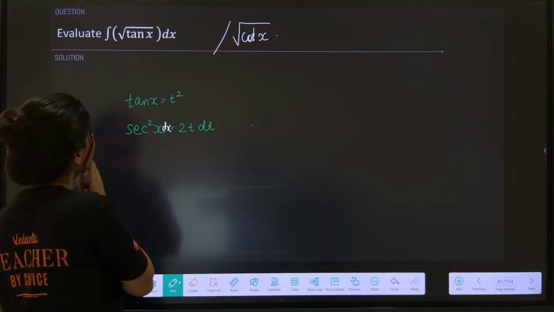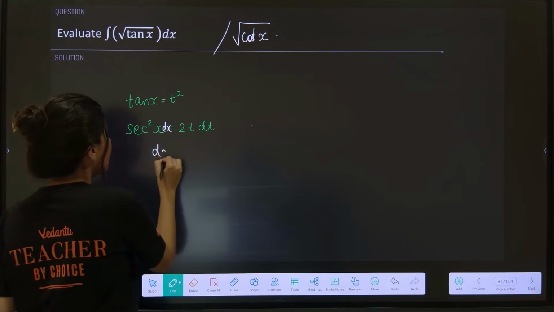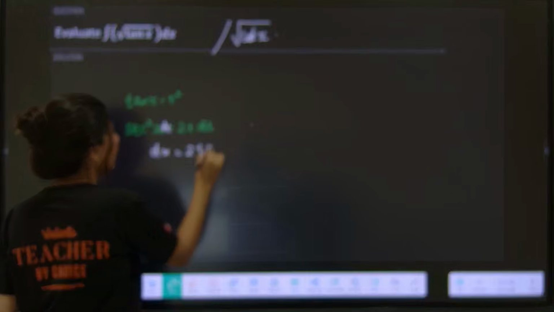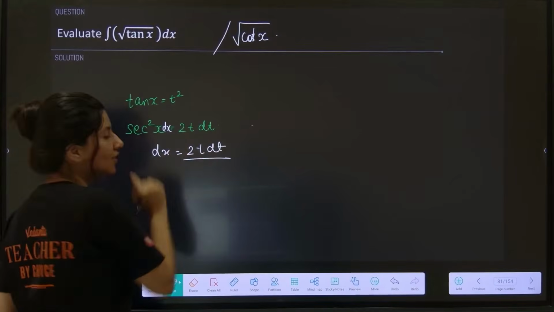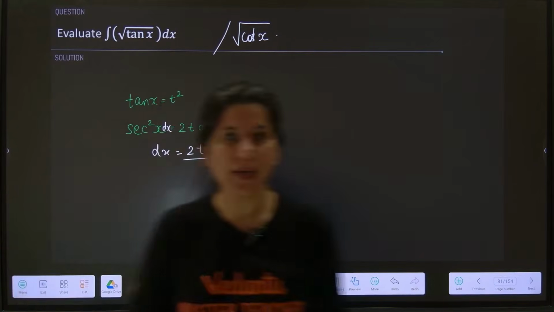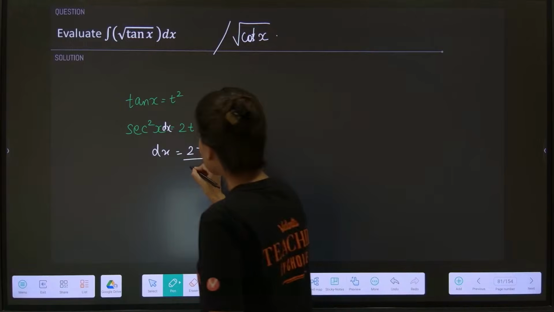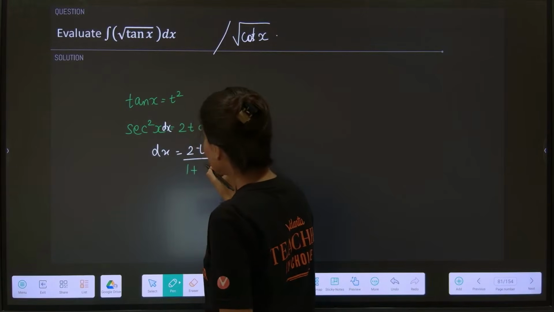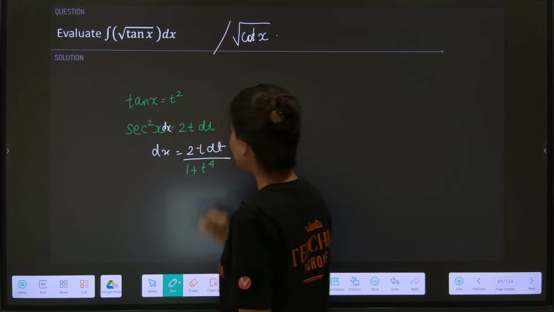Okay, now you'll be like, ma'am, hold on. Yes. So dx will be what? 2t dt upon sec square x. Can I write sec square x as 1 plus tan square x? 1 plus t power 4.